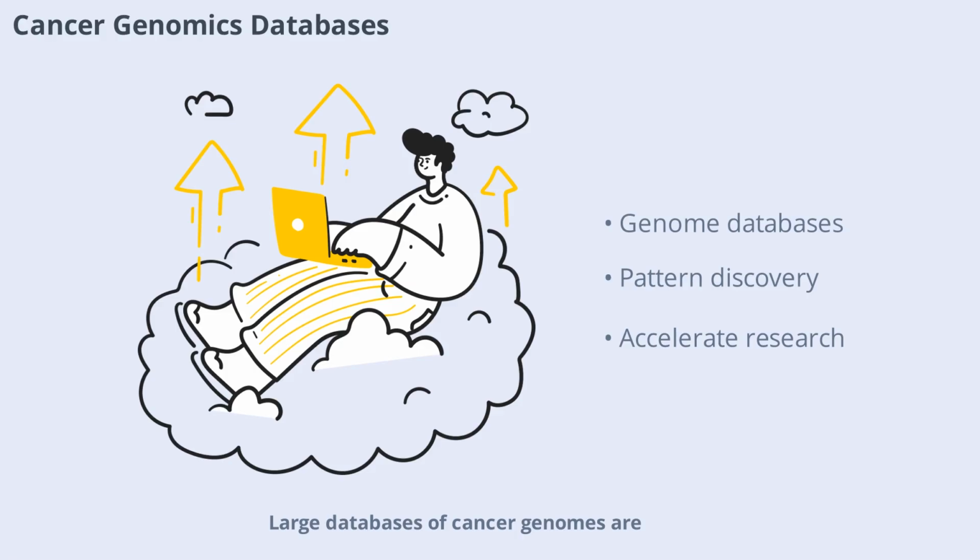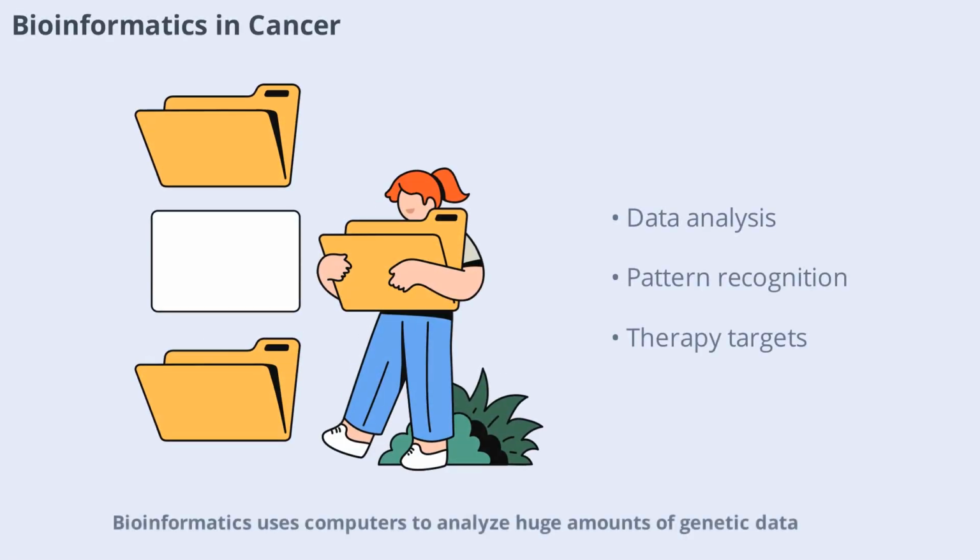Large databases of cancer genomes are helping researchers find patterns in genetic mutations. Projects like the Cancer Genome Atlas collect and share data from thousands of tumors, accelerating discoveries and leading to new treatments. Bioinformatics uses computers to analyze huge amounts of genetic data. By finding patterns and connections, bioinformatics helps scientists understand how mutations drive cancer and identify new targets for therapy.